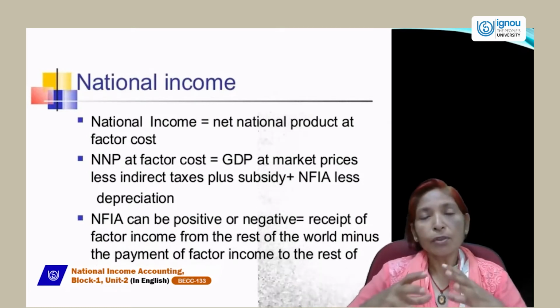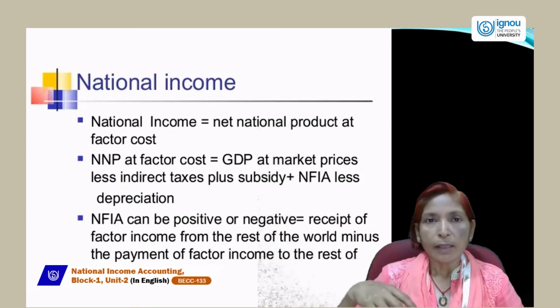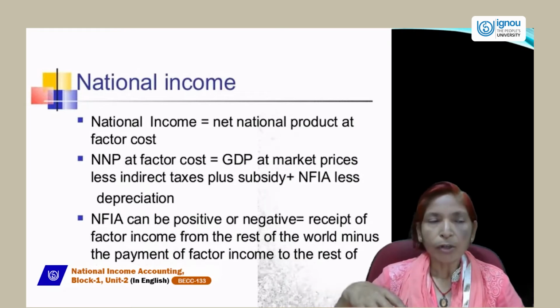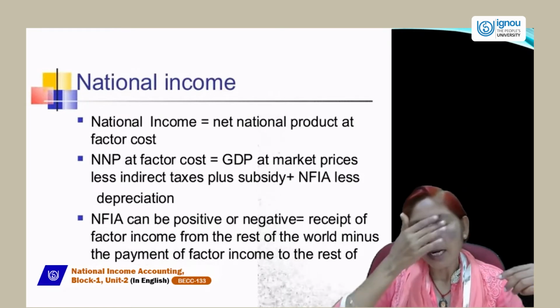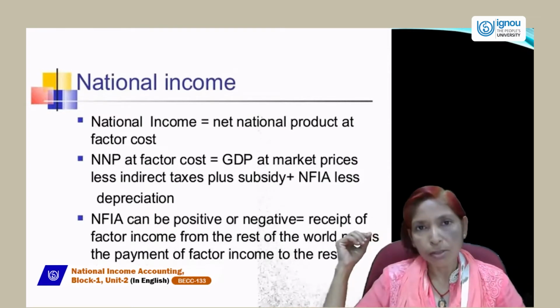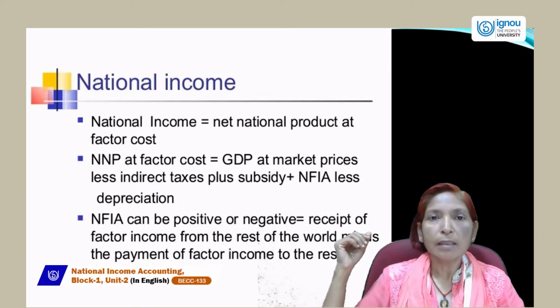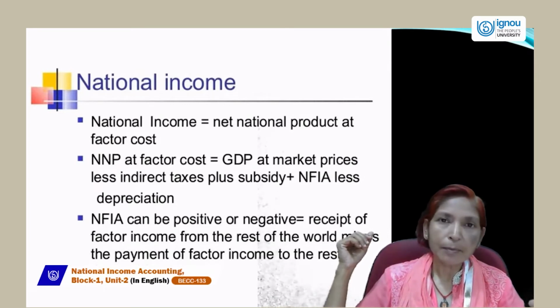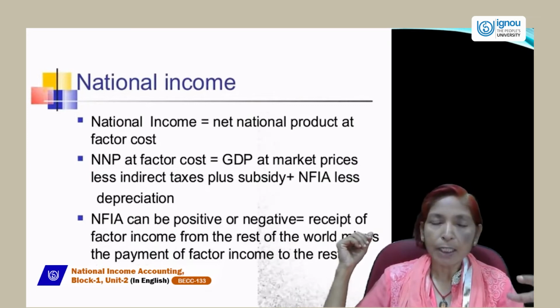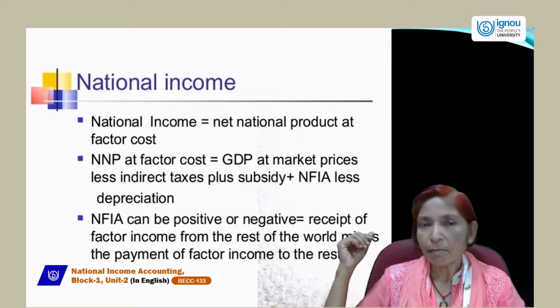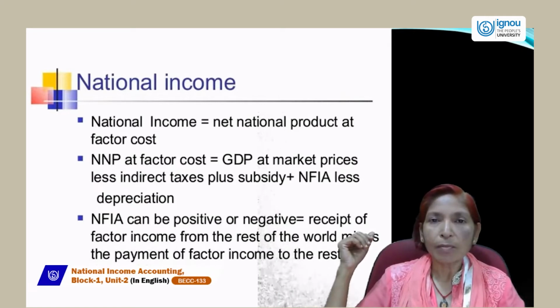You must remember three things: how we can convert gross into net, domestic into national, and market price into factor cost. Take the basic difference between these concepts, like one concept is market price, like GDP at MP, and GDP at FC. So what is the difference between these two concepts? Only one difference. GDP is the same, but one concept is on market price and the other is on factor cost.